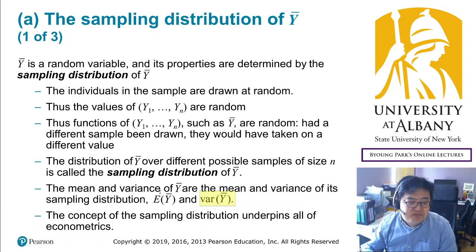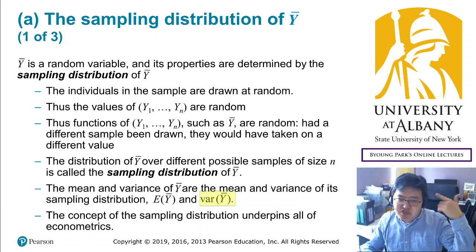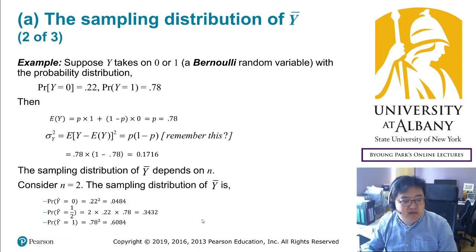But it's important. So the point is imagining repeating the random sampling. Here is an example. Think about an unfair coin. Say 0 is heads and 1 is tails. But the coin is unfair, so the probability of heads is only 22% and tails is 78%. We call this the binary distribution or Bernoulli distribution, but the name is not important at this point.